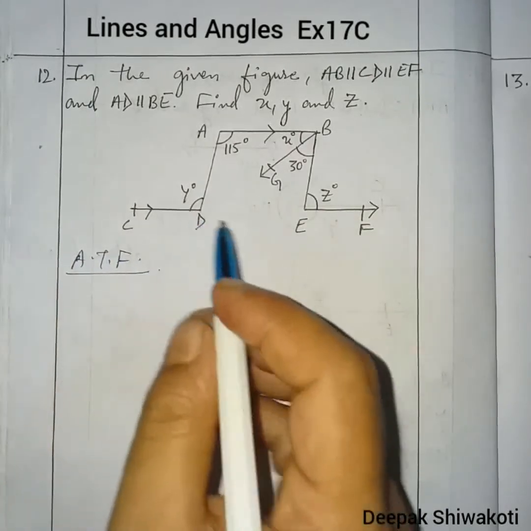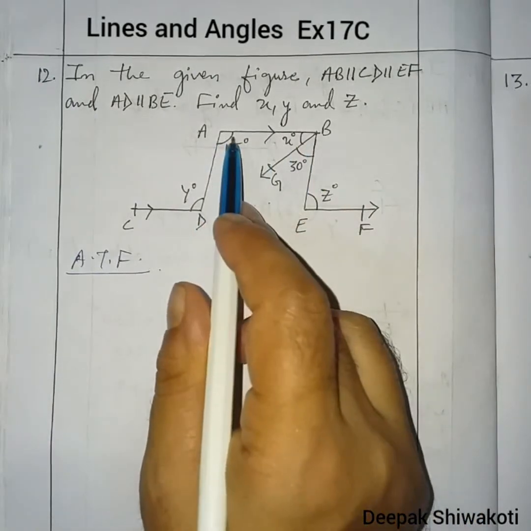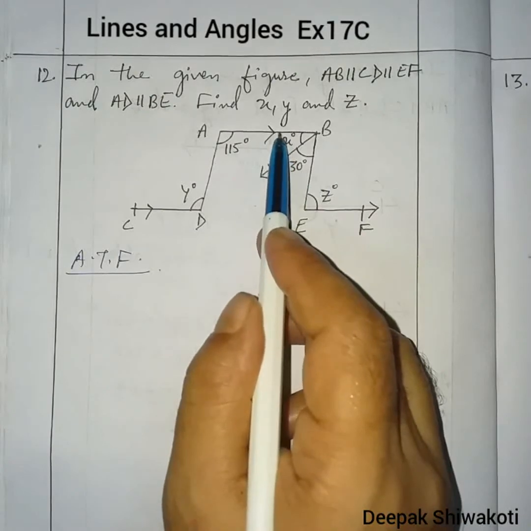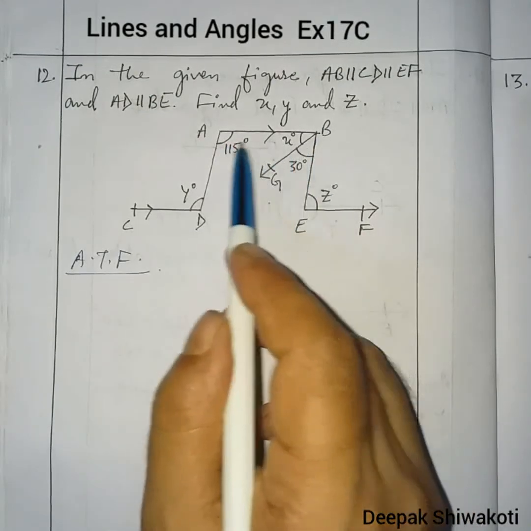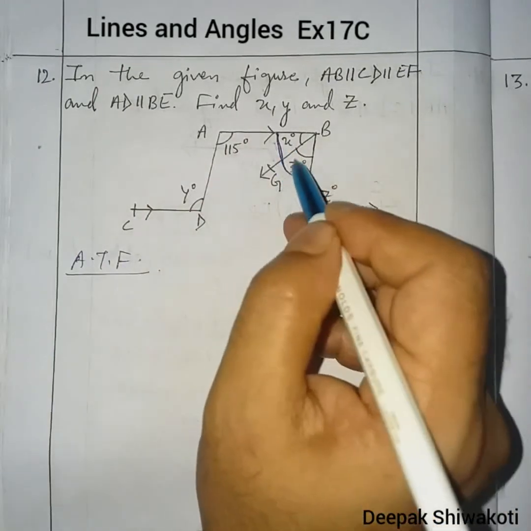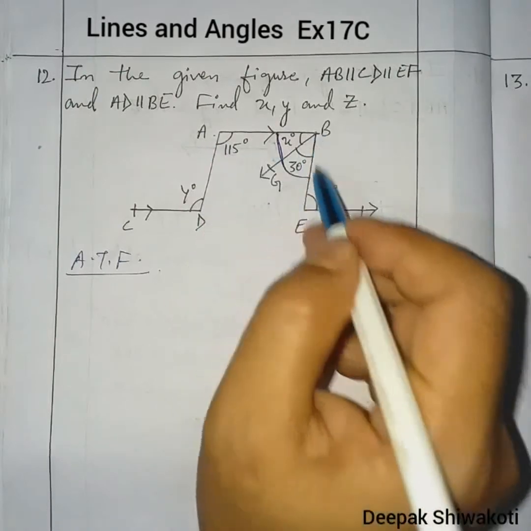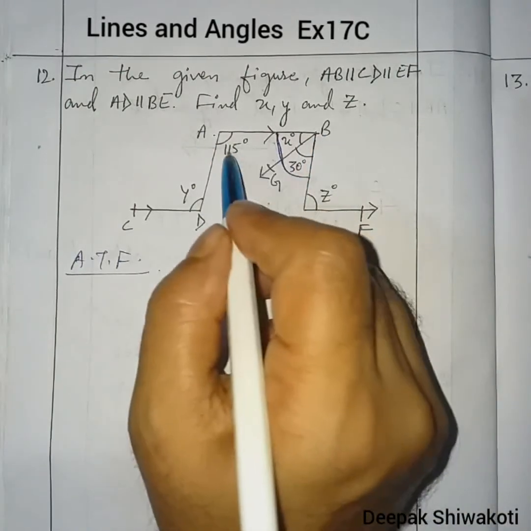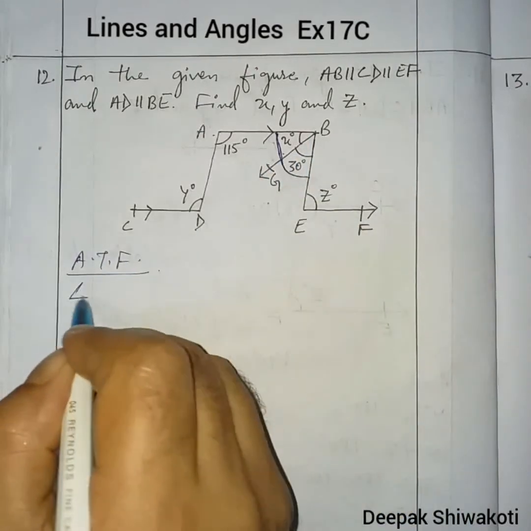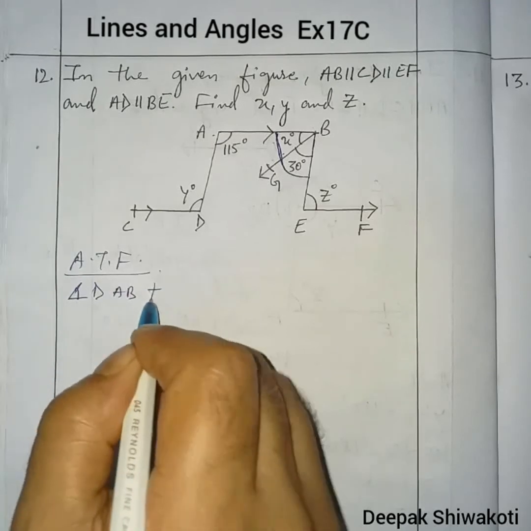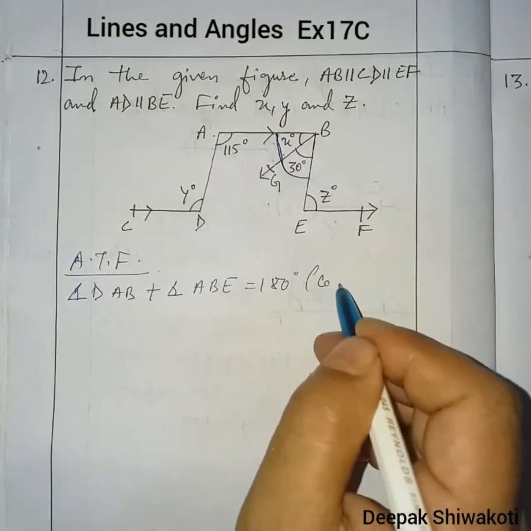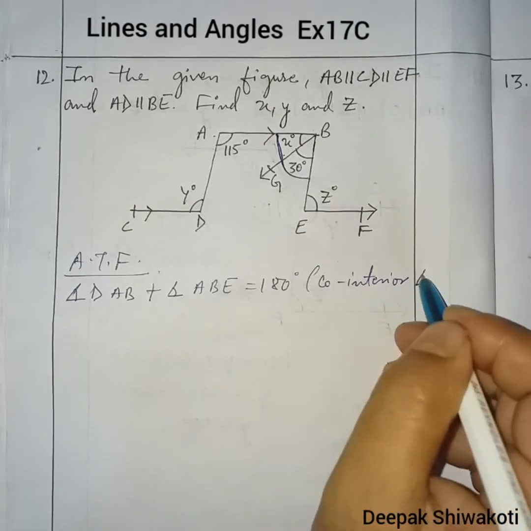According to the figure, angle DAB, this is 115, plus angle ABE. These two angles together make angle ABE. These two are co-interior angles, this angle and this angle. The sum will be equal to 180 degree. So angle DAB plus angle ABE is equal to 180 degree, co-interior angles.